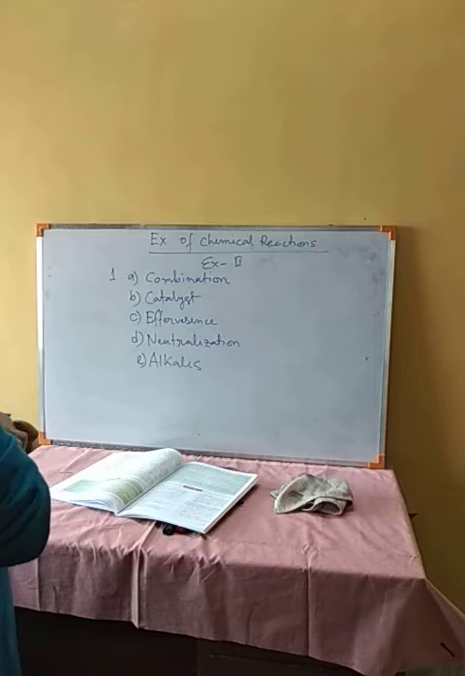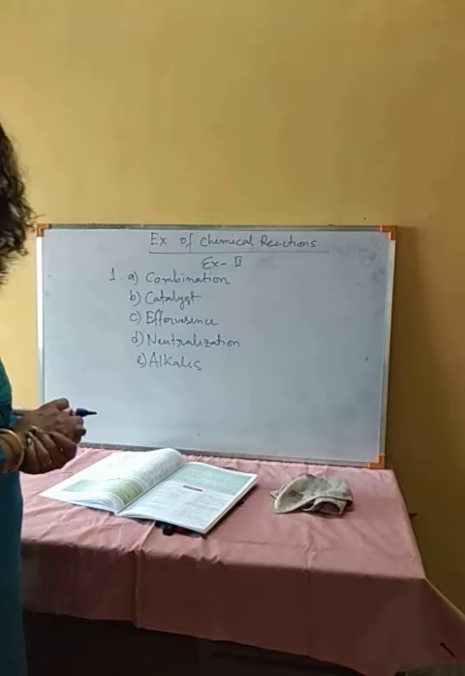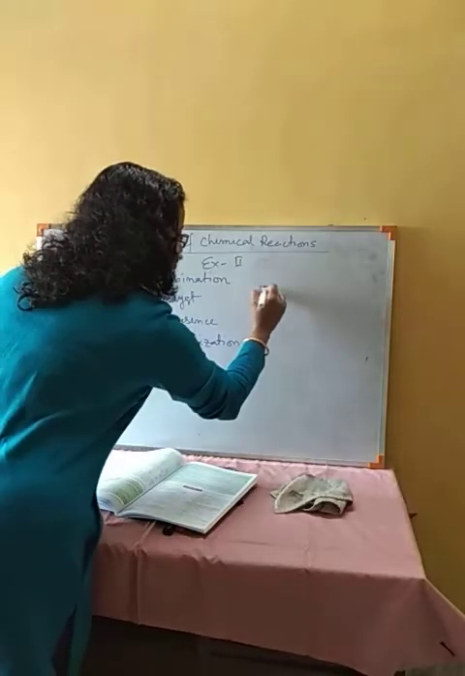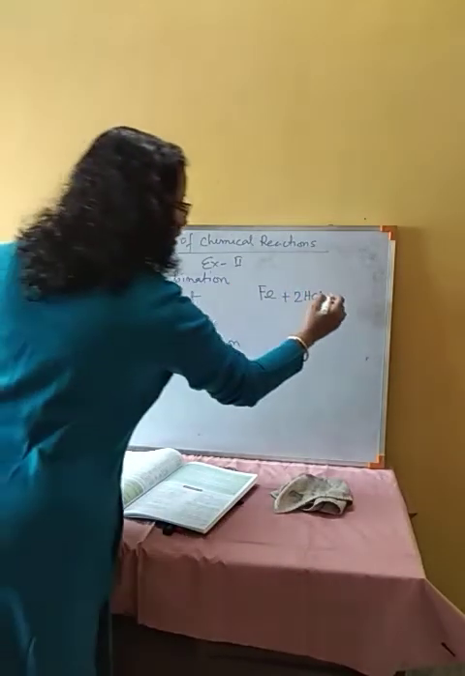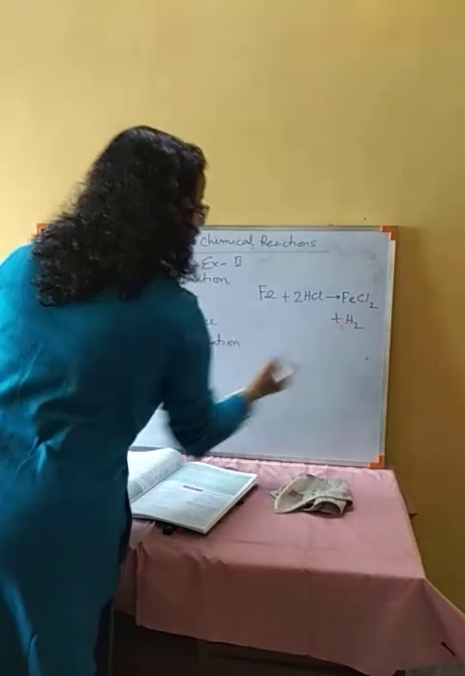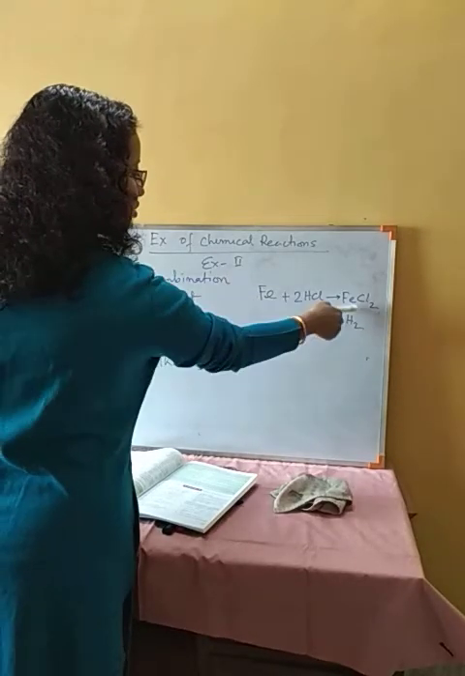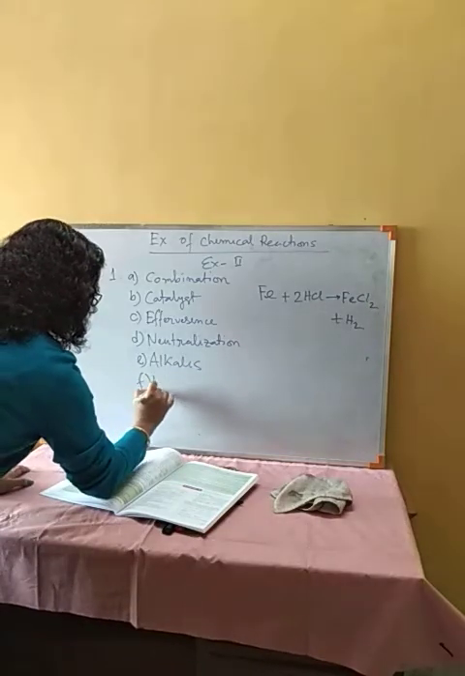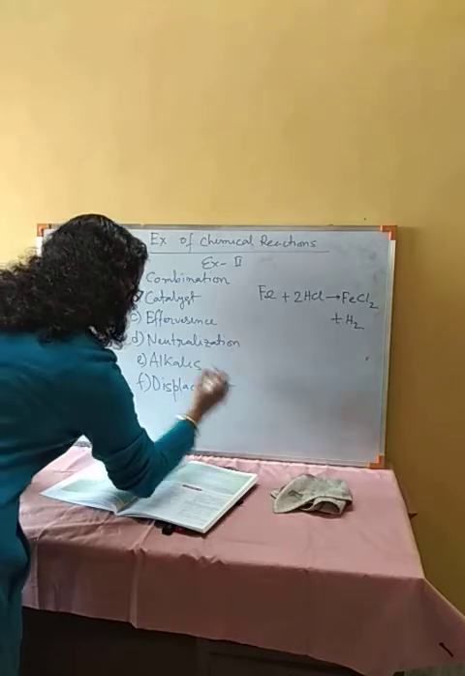Next, the chemical change involving iron and hydrochloric acid illustrates a dash reaction. So the reaction between iron and hydrochloric acid, that means Fe plus, suppose we take 2HCl, here we are going to get FeCl2 plus hydrogen. So this is a displacement reaction. Iron will displace hydrogen from HCl and take its place, and hydrogen will be removed. So this is a displacement reaction.